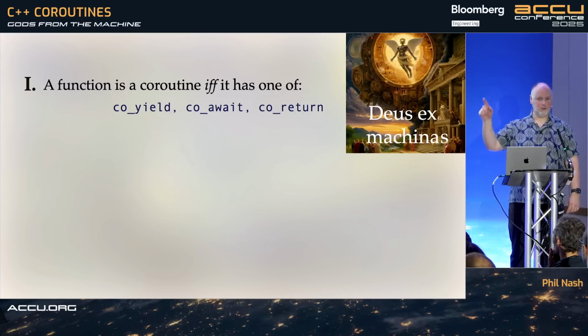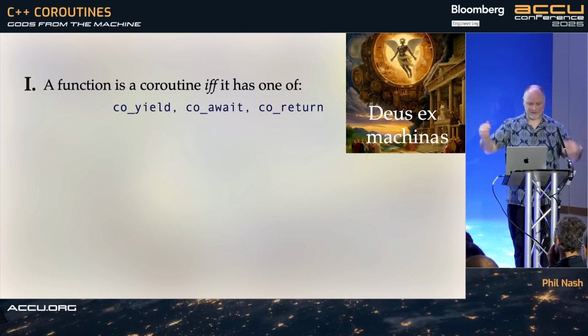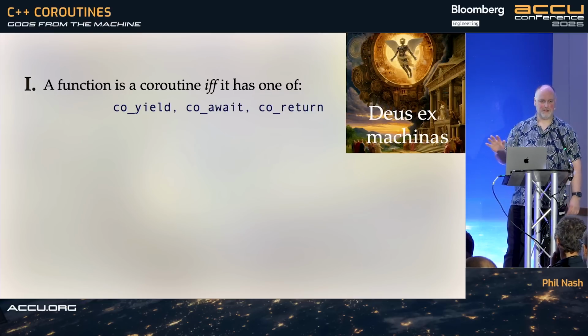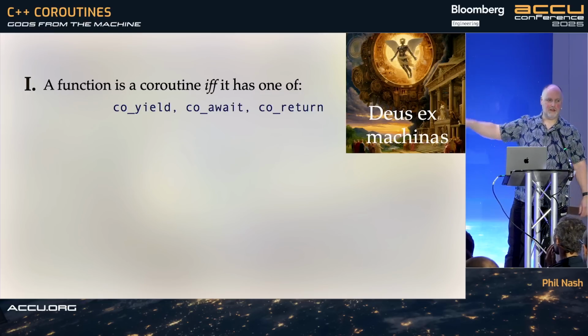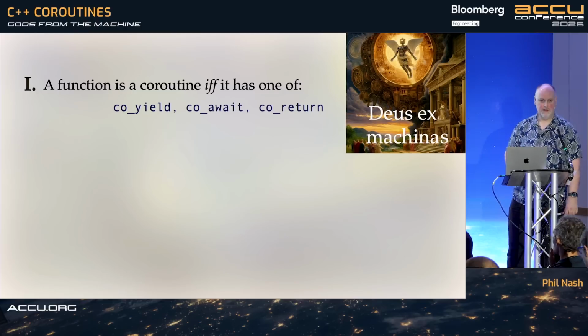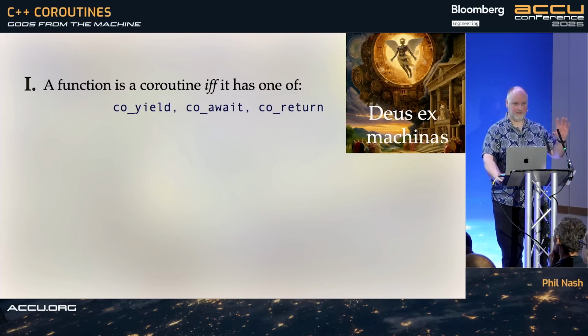Notice it has nothing to do with the actual return type. I mean, there is a relation there, but that's not what makes it a coroutine. So I can return that task from somewhere else. That's not a coroutine. Only if this function has one of those three keywords. Worth emphasizing that. And it's one of the first things we have to know.